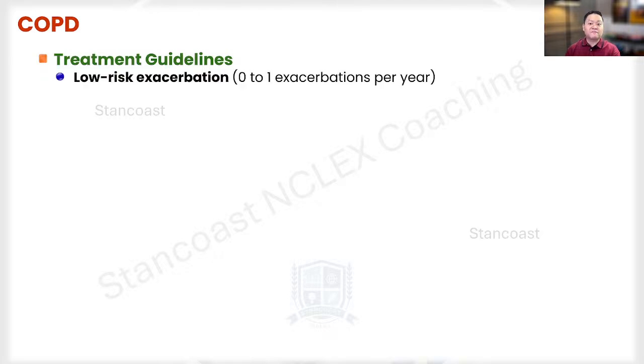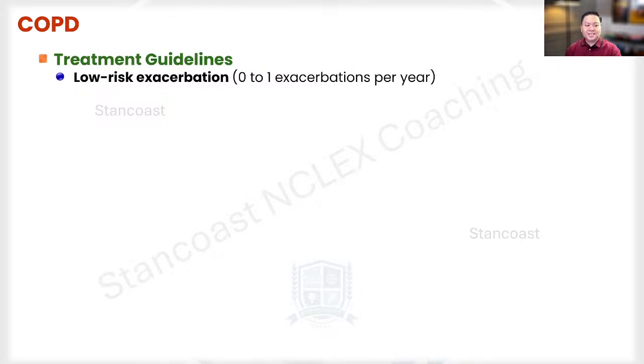Okay. All right. Now we are going to talk about the different treatment guidelines here. So basically, another level of the guidelines. These approaches are going to be varied, and this is going to be based on the severity and also the frequency of the manifestation. And so let's start with the low risk exacerbation. Guys, this is considered as the patient having 0 to 1 exacerbations per year. Again, that is considered as low risk. There's only 0 or 1 exacerbations in 1 year.